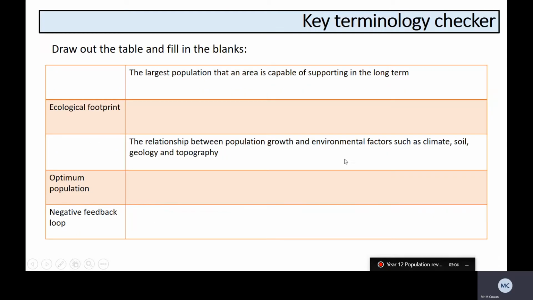So the first thing for you to do is to draw out this table and to try to fill in the blanks. I'd encourage you in a moment to pause the screen so that you can have a go at this. You can see here the largest population an area is capable of supporting in the long term, where you'd write what the term is. For some of them, the terms are there, and we'd encourage you to try and write down the definitions. So you might want to make the boxes big enough so that you can have a go at writing what you think the terms and the definitions are, but also to write the correct definition in a few moments' time. So if you pause your screen now and have a go at that, then we'll go through the answers.